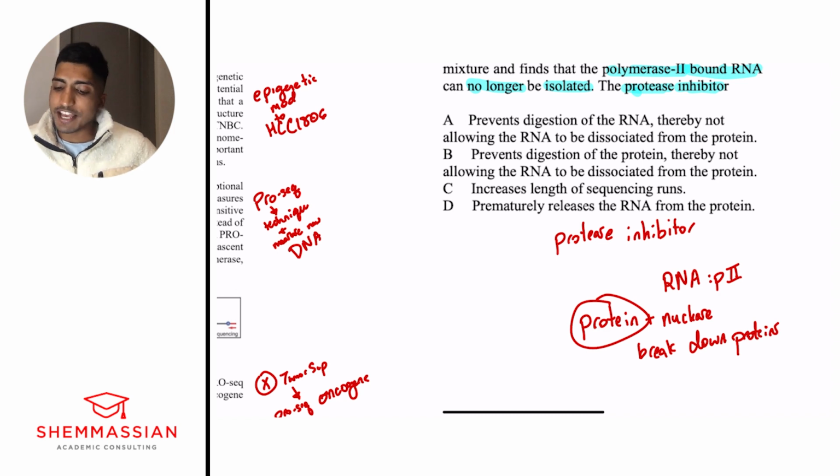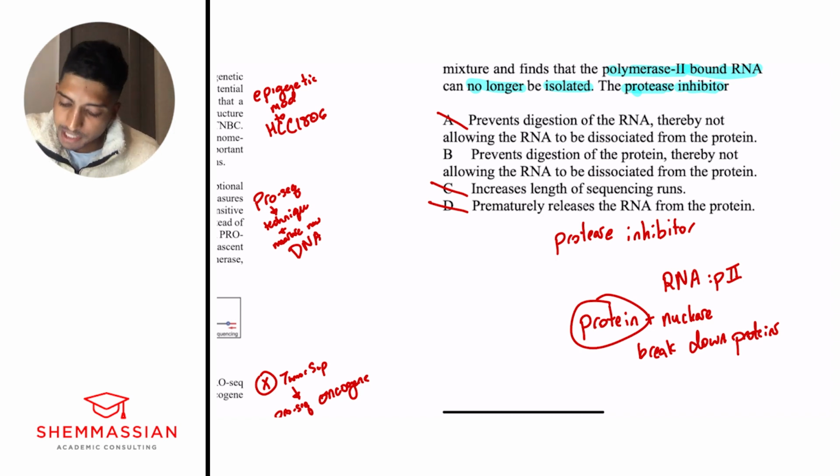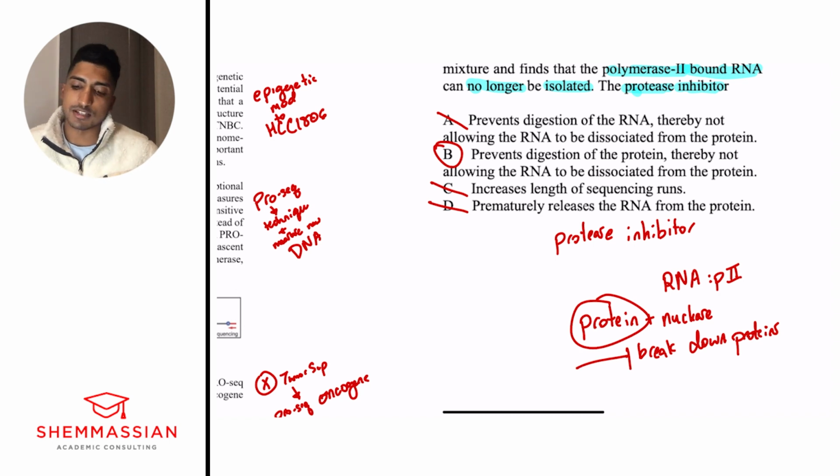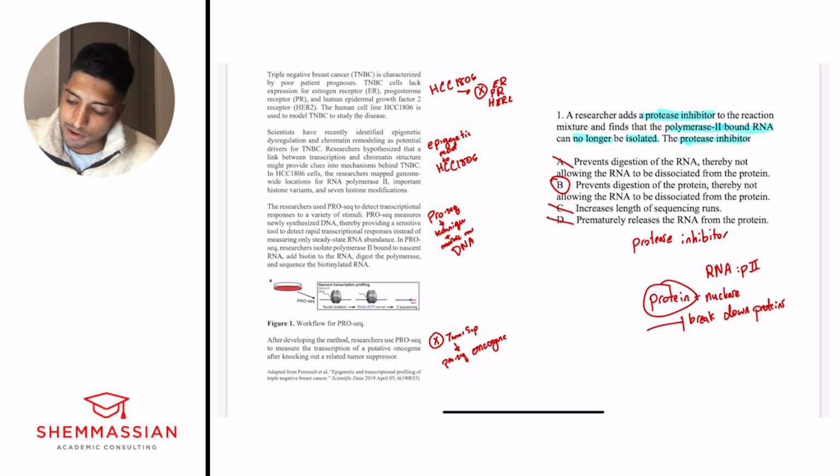And so which of the answer choices talks about that? Well, A is talking about digestion of the RNA. B is talking about an inhibitor preventing digestion of the protein. So B is already looking like a great answer. C doesn't have anything to do with that. It's talking about the increasing length of sequencing run. And D doesn't really talk about prematurely releasing the RNA from the protein, right? We're talking about a protease, a protein like ase or destroyer, breaker down. And so B is our best answer. If we're having an inhibitor, right, we're going to inhibit breaking down proteins. So right away, we're 1 for 1.